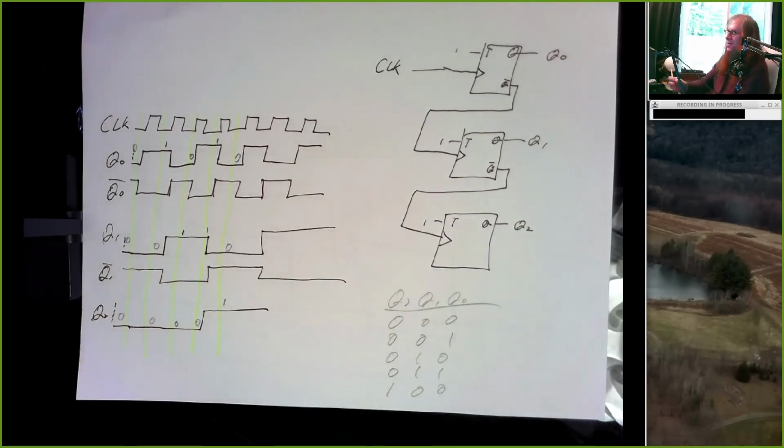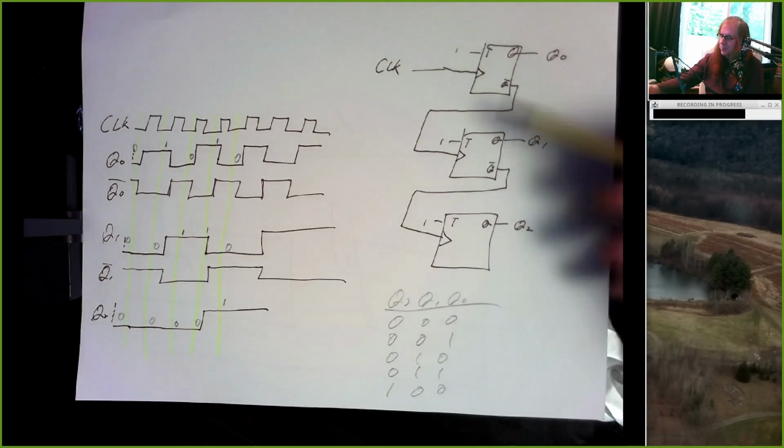So that's a way to make a counter, and there's a counter you'll work with later, 7497, in one of the labs. And the data sheet will show you what the circuit looks like internally, and it'll look basically like this.